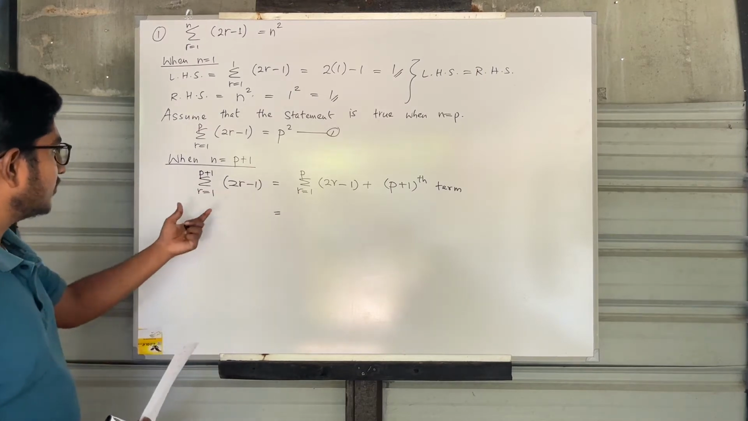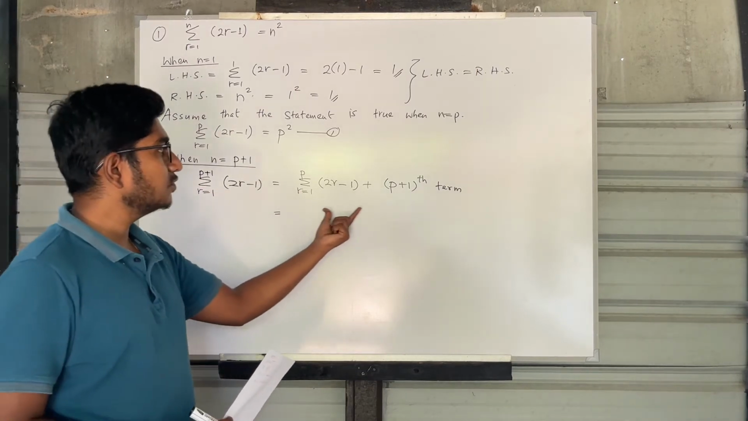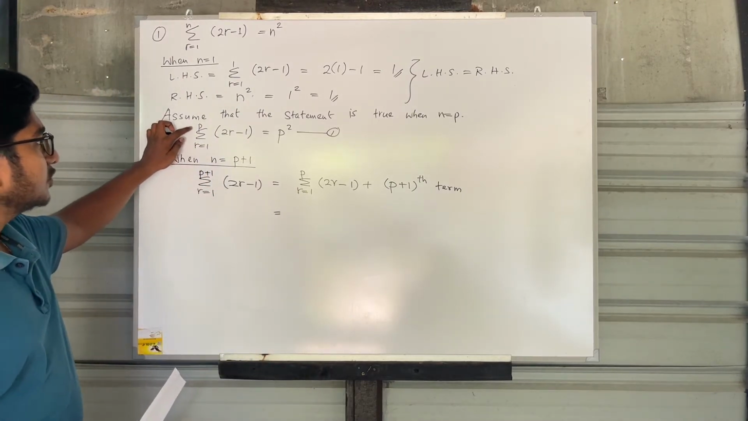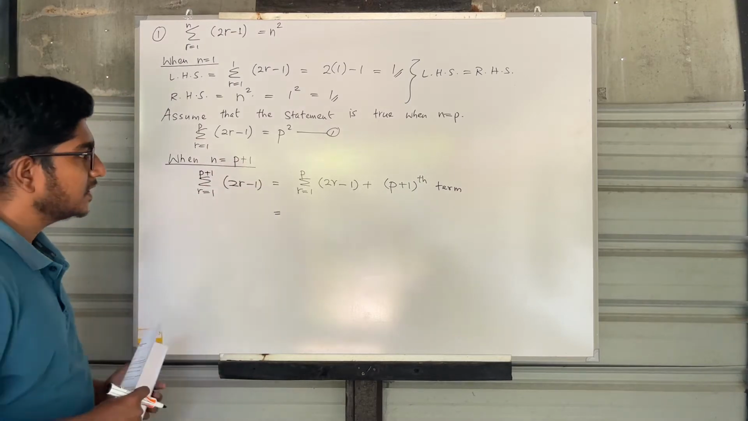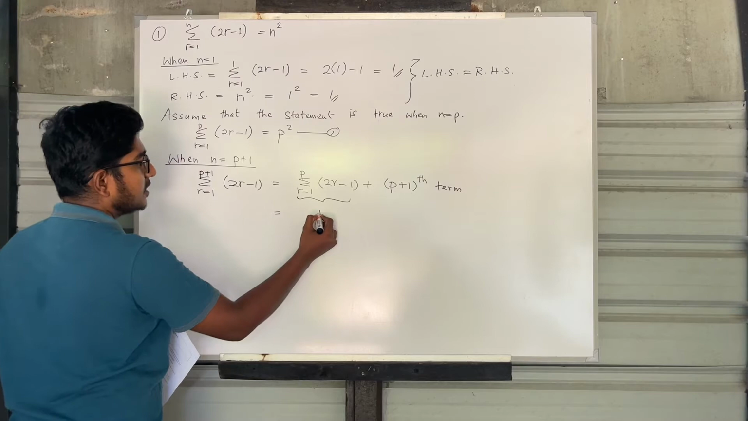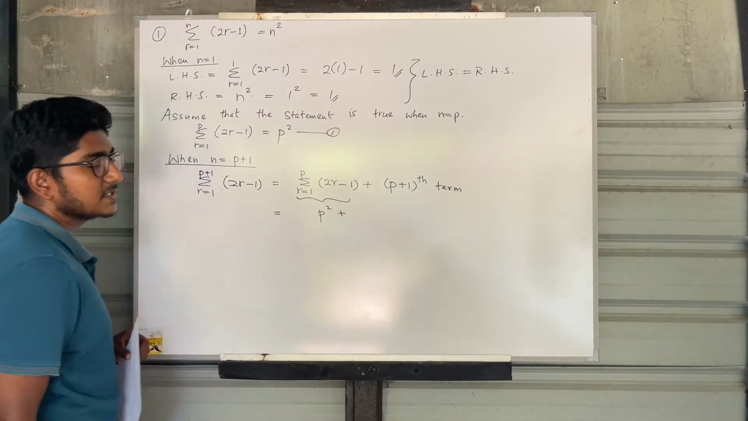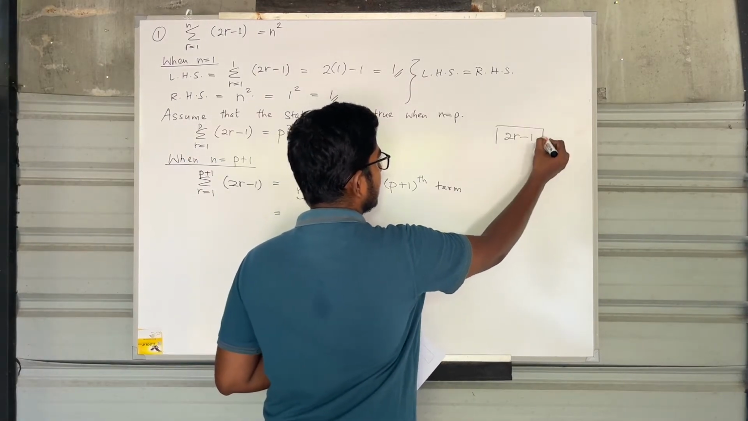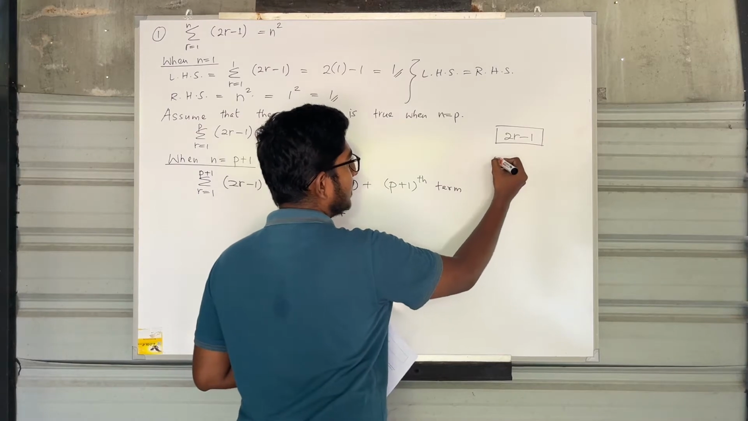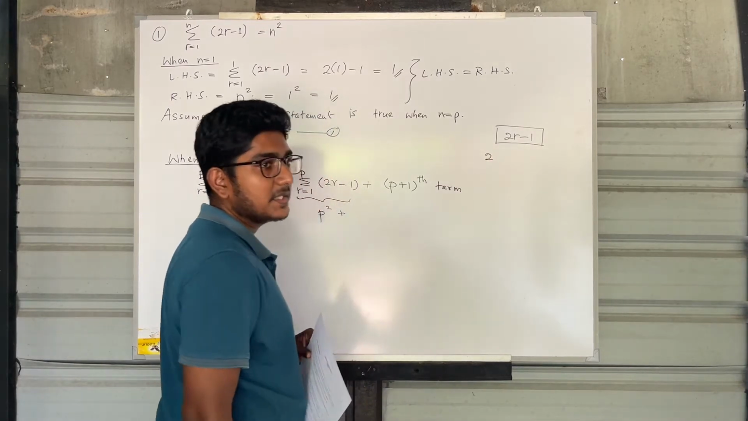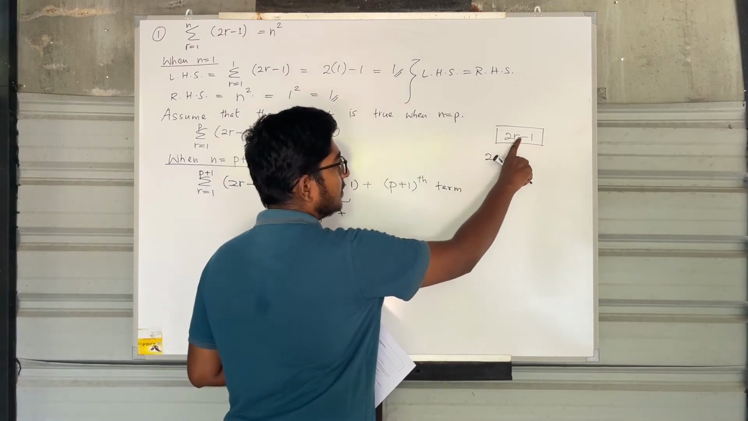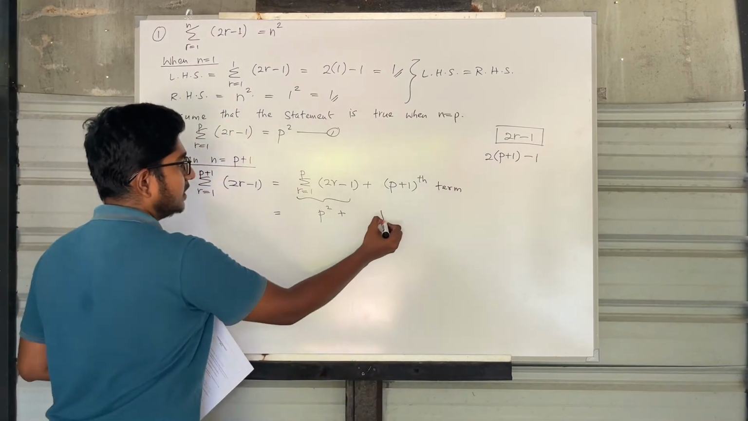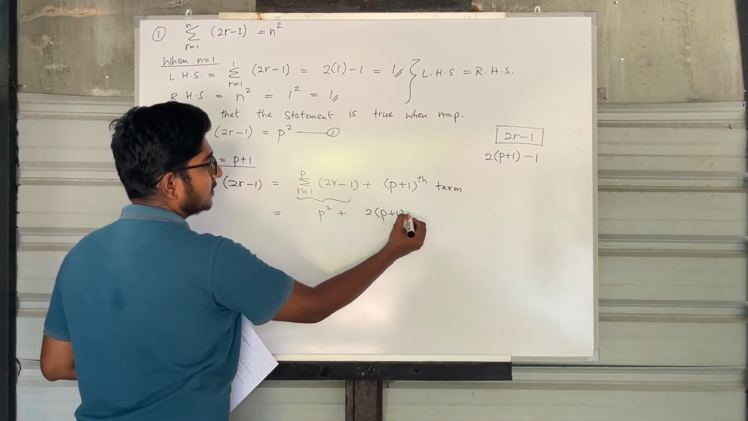The reason I have broken this sigma notation into two parts is that I can directly substitute the value of r equal 1 to p as p squared from equation 1. So this is p squared. Now what is the p plus 1 term? This is the general term of this sequence. So what should the p plus 1 term be? To find the p plus 1 term I have to substitute p plus 1 for r here.